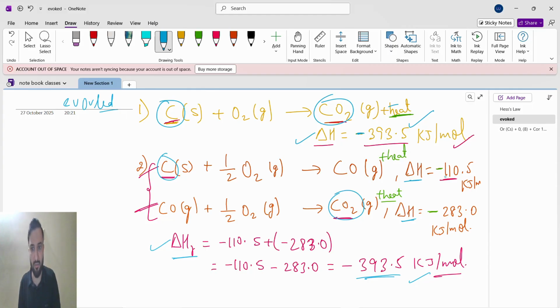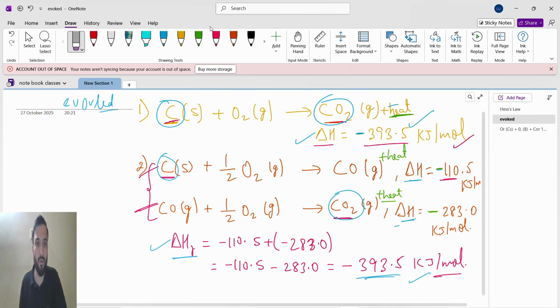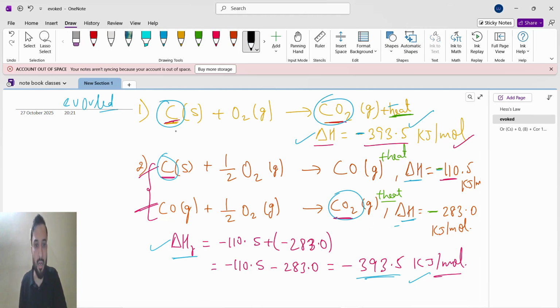Here the heat is plus, when it goes to that side it will become minus. If suppose this side heat is minus, when it goes to that side it will become plus. If you cannot understand that, just keep this in your mind, guys. Whenever any reaction is taking place, heat is evolved.